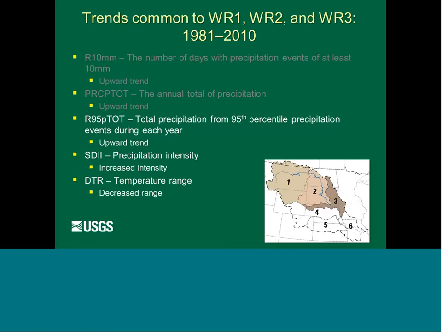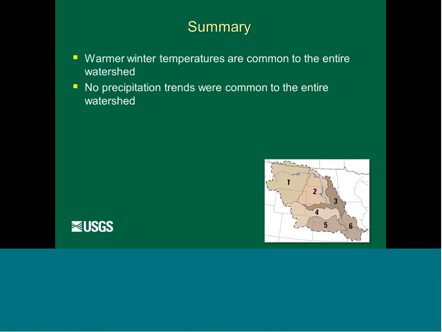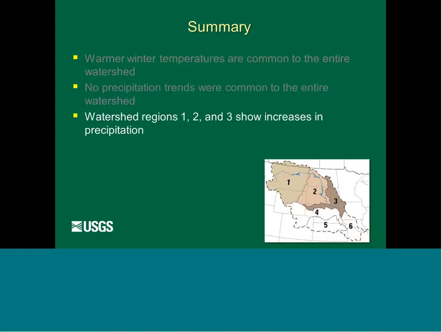It's interesting that we see this warming of winter and an increase in precip in these three watershed regions, and yet because of the differences in geology and the shallow aquifer system in watershed region 3, you're getting upward stream flow trends there, but in watershed region 1, you've got the downward. So in summary, warmer winter temperatures are common to the entire watershed, no common precip trends for the entire watershed, and then watershed regions 1, 2, and 3 show increases in precipitation.